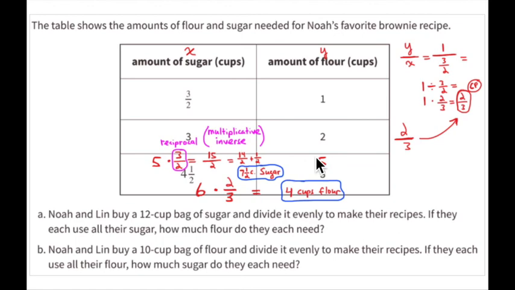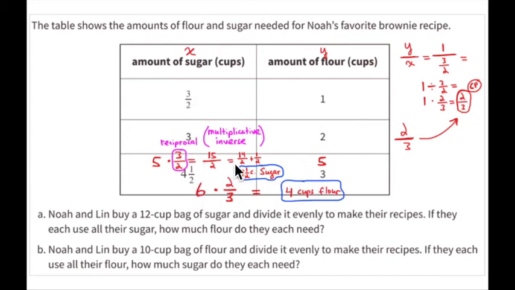All right, so now this problem says Noah and Lynn both buy a 12-cup bag of sugar together, and then they split that bag in half and use it for each of their recipes. So they divide it evenly. Each is going to use 6 cups of sugar. So the x value over here is 6 cups of sugar. So how do you figure out how much flour that is?